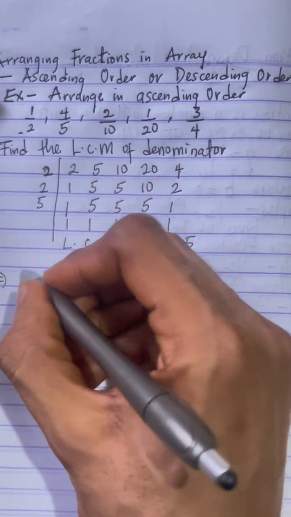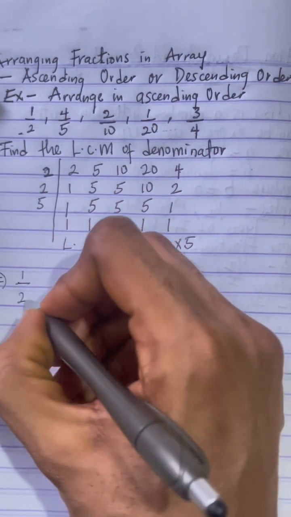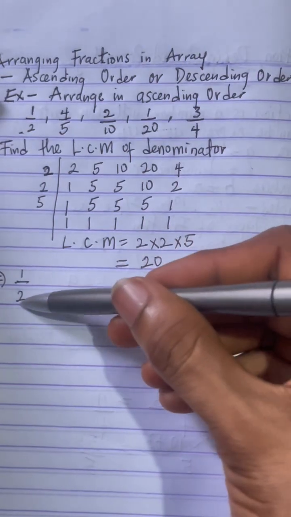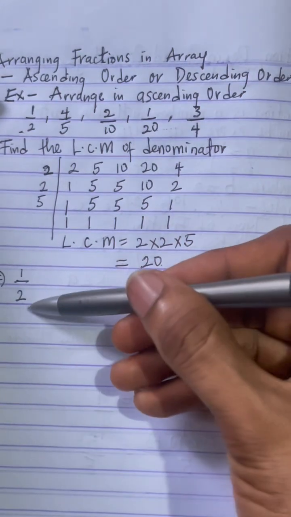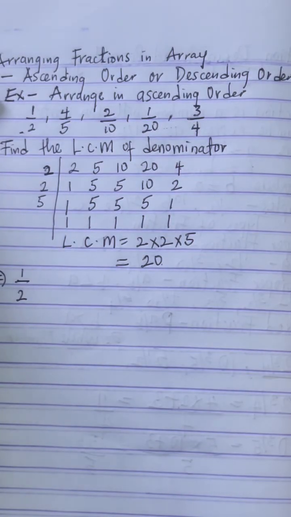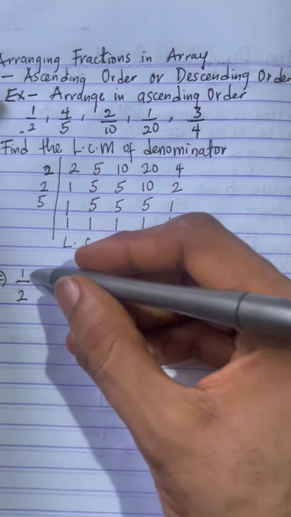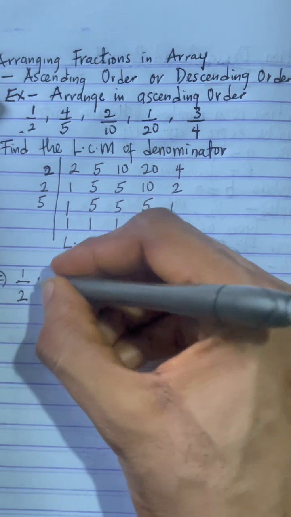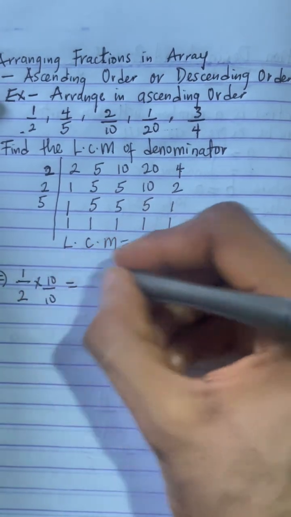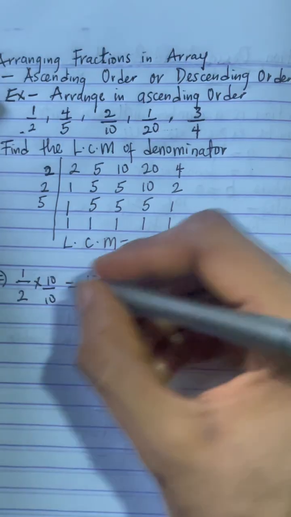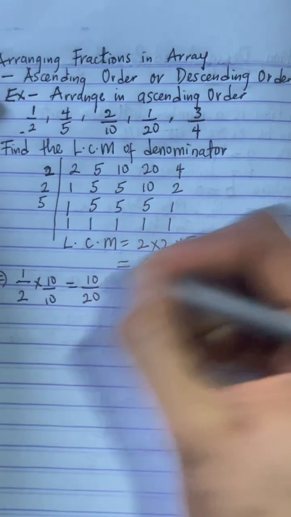Now, what I will do is, 1 over 2. To make this have a denominator as 20, I will say 20 divided by 2. I get what? 10, right? That 10, multiplying numerator and denominator by 10. So times 10 over times 10. I get 1 times 10, 10, over 2 times 10, 20. See that now?